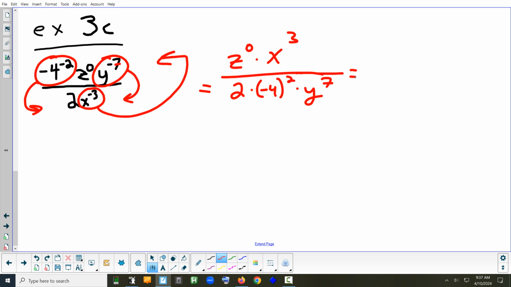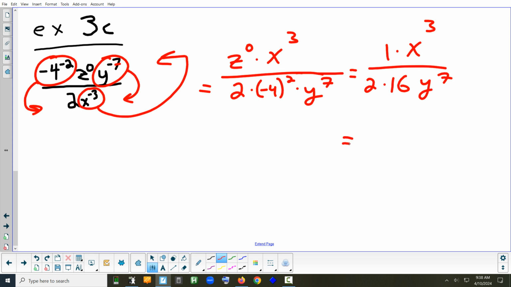Z to the 0, what is z to the 0? 1. Anything to the 0 is 1. Okay, 2, let's just leave that for now. -4 squared. What's -4 times -4? 16. And then y to the 7th, we can't really do anything with that.